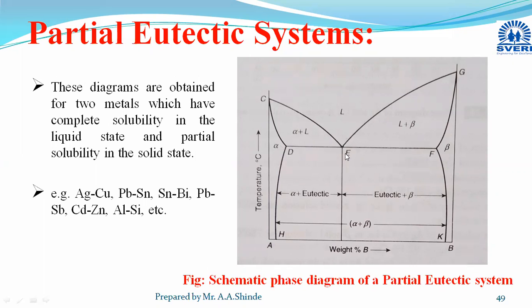Then if composition is more than this eutectic composition, it will be a hypereutectic alloy, and it will come towards the right hand side, towards this E point. This is the hypereutectic alloy part.